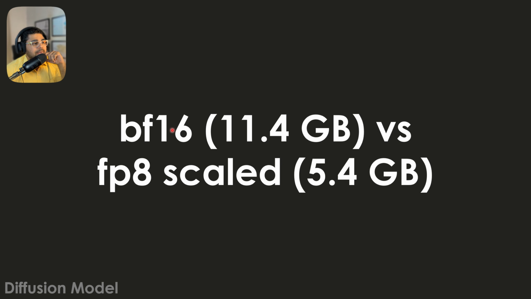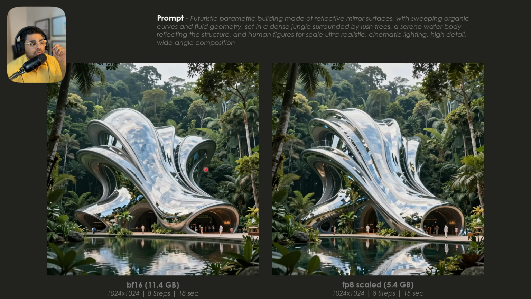So I made a quick comparison of the BF16 versus the FP8, which is the 11.5 GB and the 5.4 GB model. And this is the version that I really like. Okay, let me show you some of the tests. On the left hand side, you will see the BF16, which is the 11 GB model. On the right hand side, you will see the FP8, which is the 5 GB model. And you can't really recognize the difference.